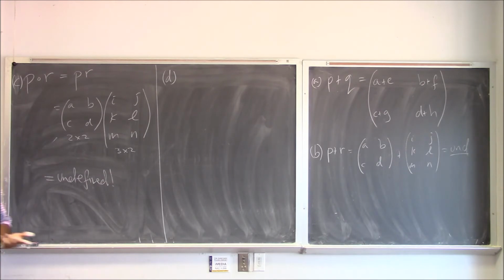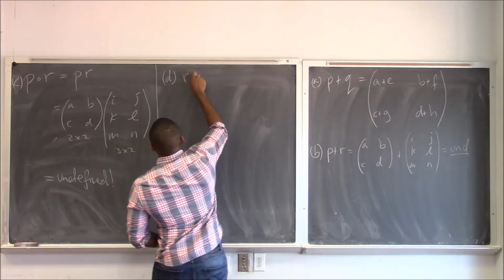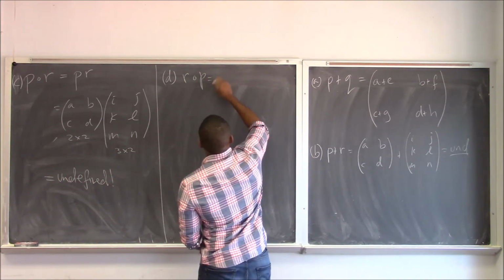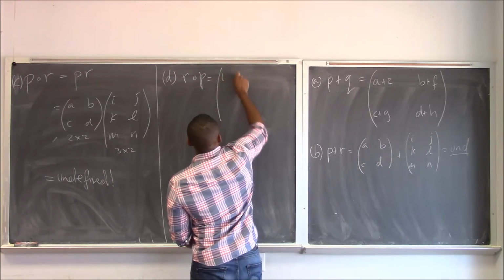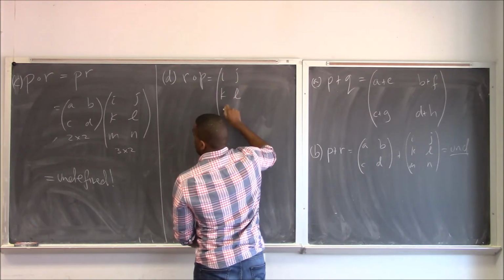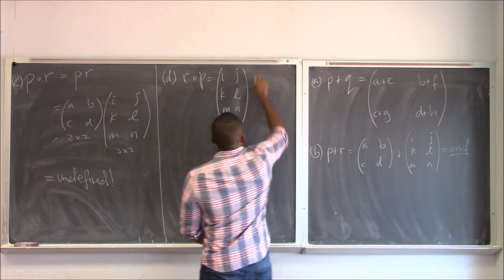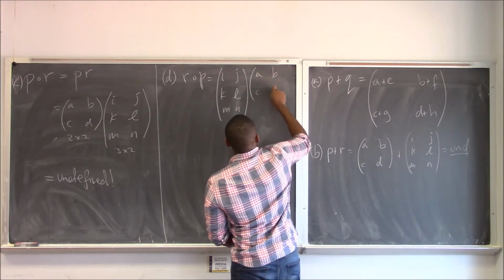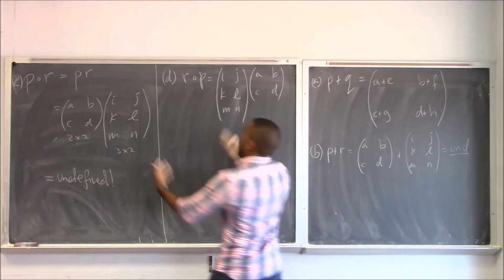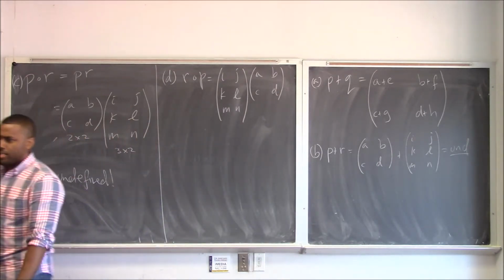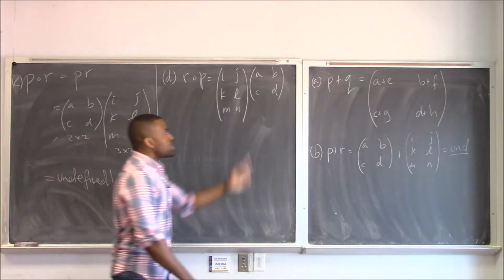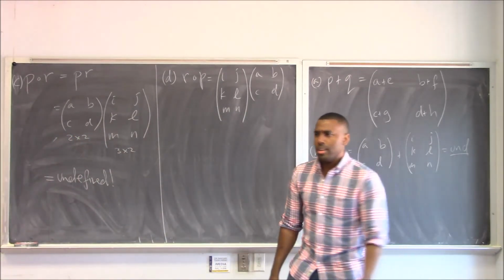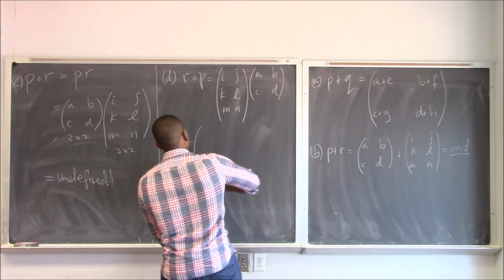Okay, let's do the other example. In D, we went the other way, R of P. This was I, J, K, L, and N. And this over here was A, B, C, D. Now, on the surface, these notations don't look that different. I pretty much just switched the order. But somehow this order worked out, and it actually gave us an answer, right?